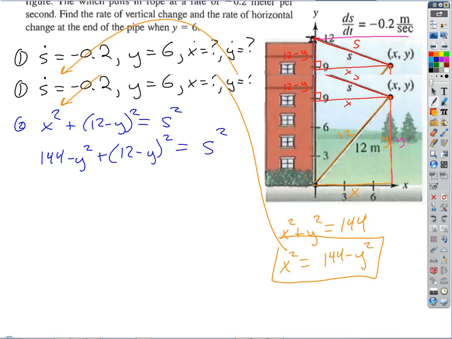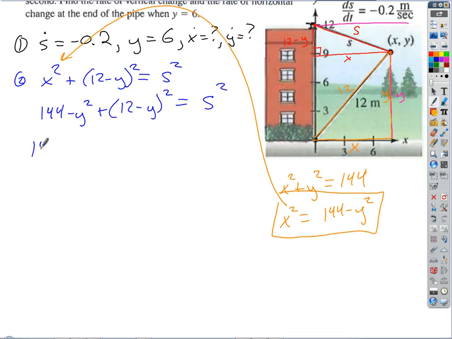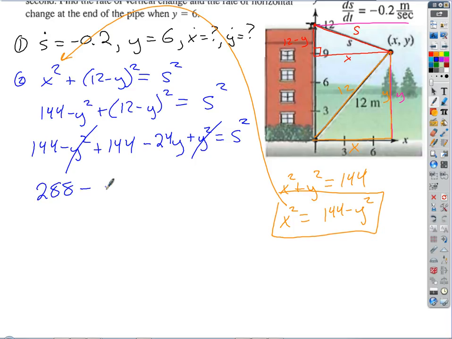So if I expand out the quantity 12 minus y squared, what do I get? I'm going to get 144 minus 24y plus y squared. Well, that's kind of nice, isn't it? So we get 288 minus 24y equals s squared. Okay? Make sense?